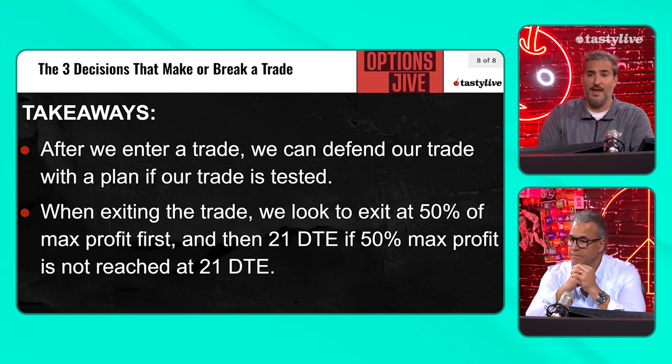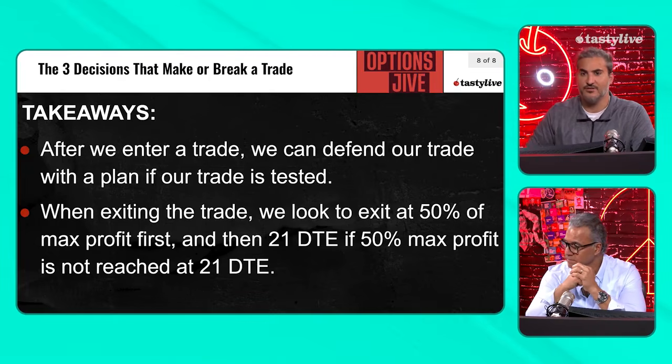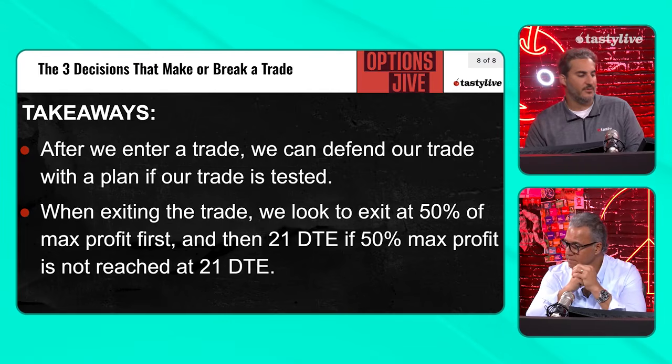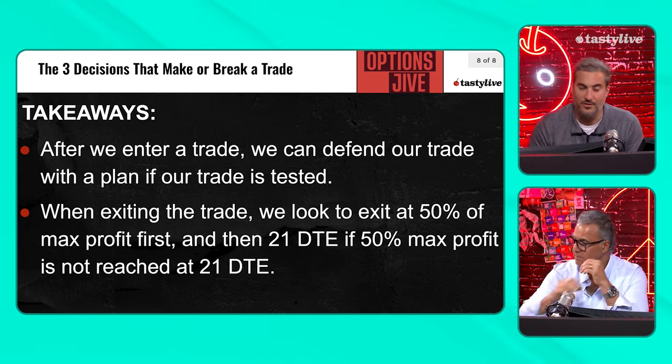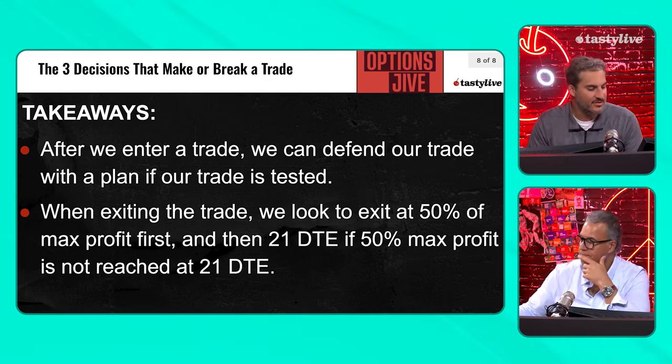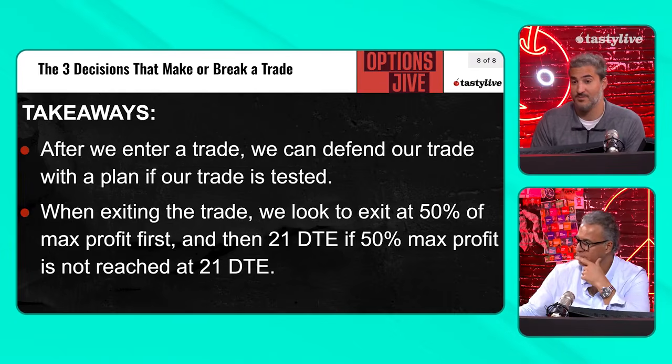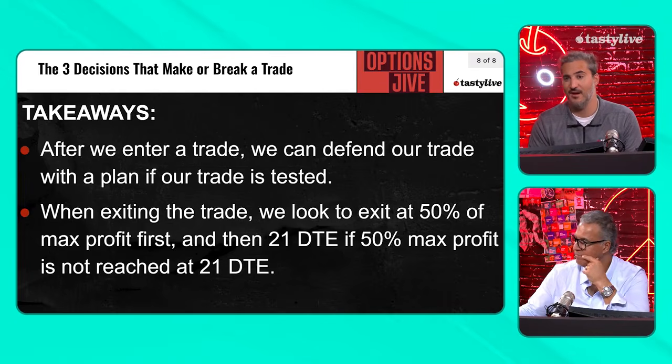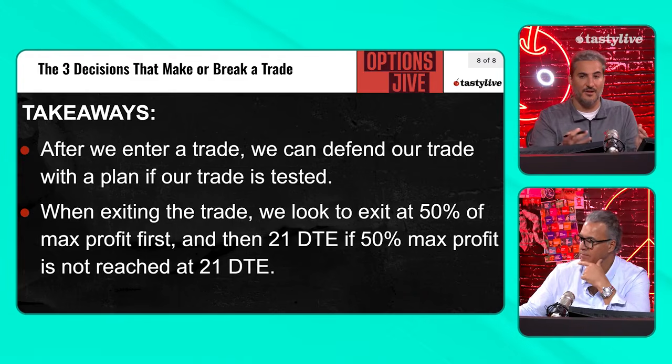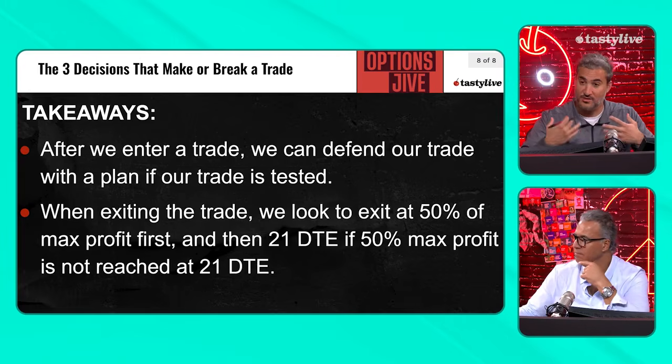So just to sum it up, after we enter a trade, we can defend our trade with a plan. If our trade is tested, we usually roll the untested side, roll out in time. Those are the two mechanics that we have there. When exiting the trade, we look to exit around 50% of the max profit. And then again, our 21-day and 50% profit marks together is the optimal for managing neutral type positions like a strangle or an iron condor.